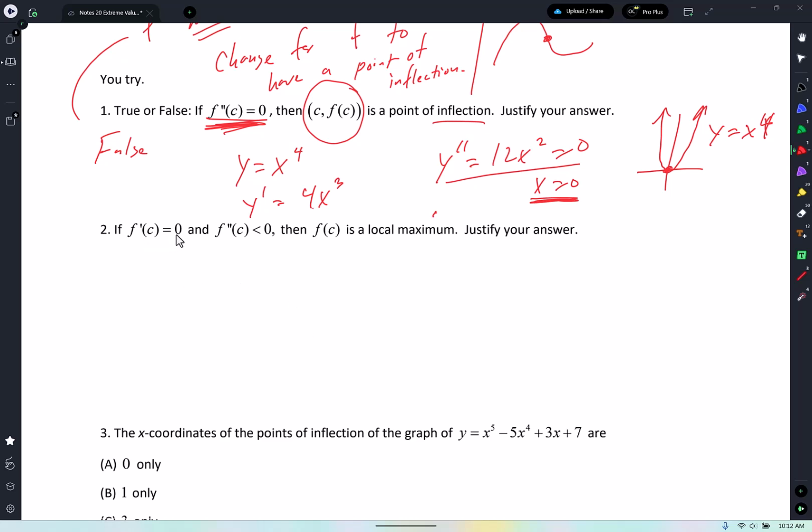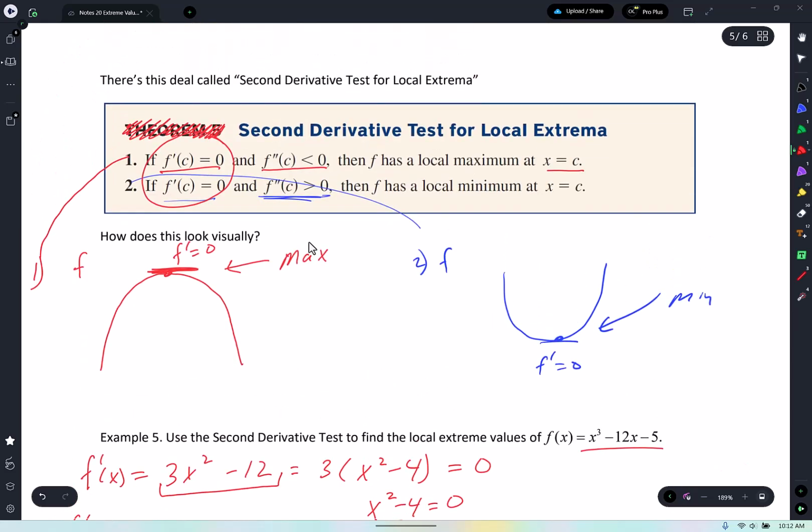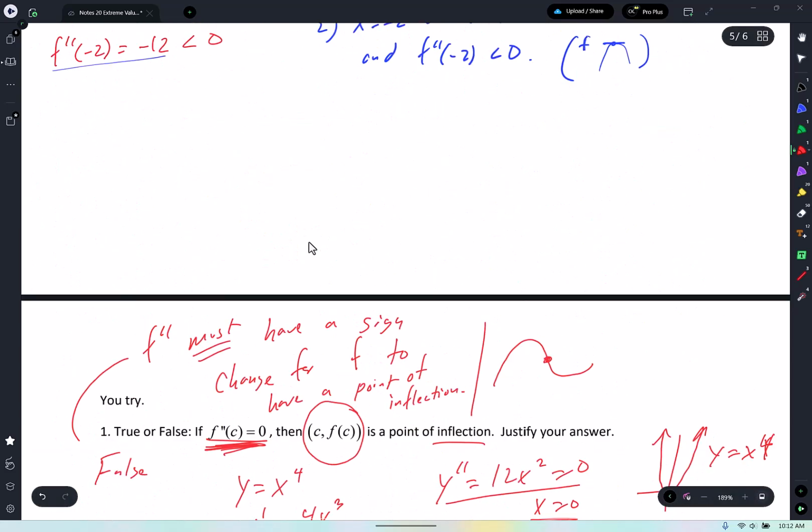If f prime is 0 and f prime prime is negative, then f of c is a local max. Justify your answer. So if the derivative is 0 and my second derivative is negative, what does that mean about f? It's concave down. Is it a max? Yes, this is true. This is your second derivative test for local extrema. True.